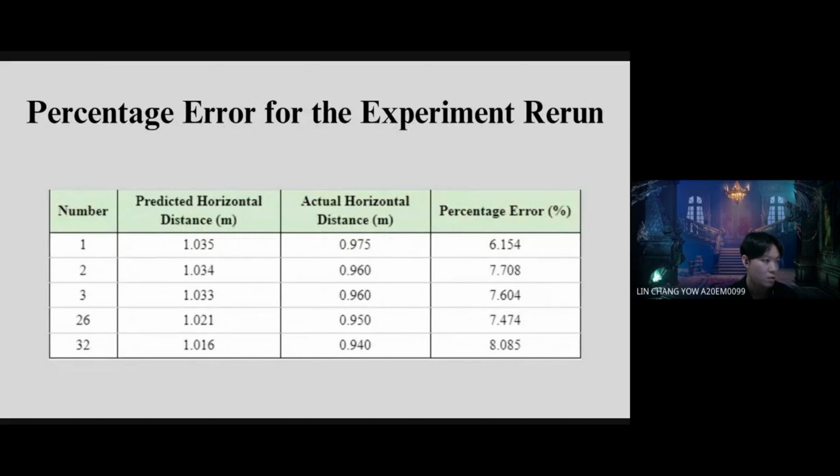So next, here at this table, the left side shows the predicted horizontal distance, which is the solution that we obtained from the regression model, and the right side shows the actual horizontal distance, which we obtained by experiment. The percentage error here is a minimum of 6.154% and a maximum of 8.085%.